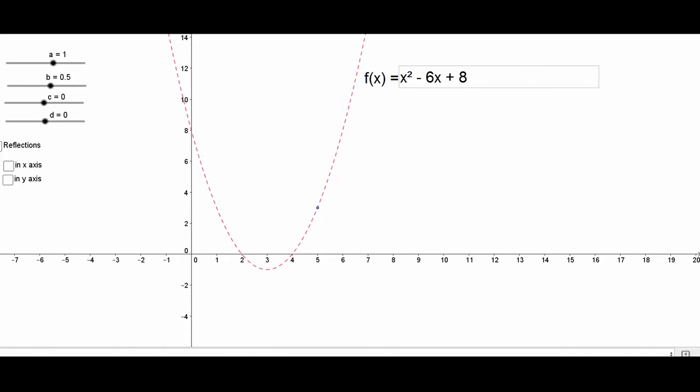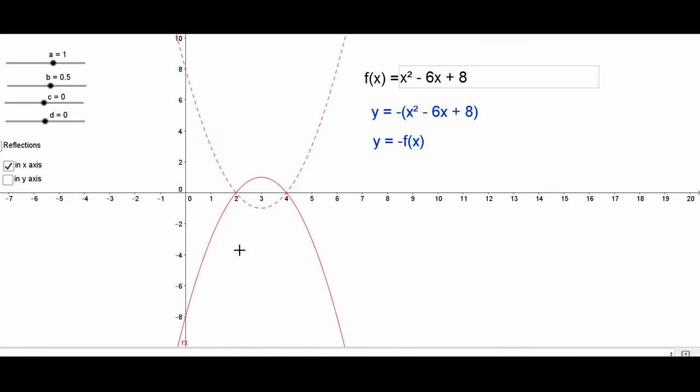First of all, a reflection in the x-axis. Notice every point on the original graph has an associated point on the reflected graph, which is the same distance but on the other side of the x-axis. So the same distance from the x-axis but on the other side. We can see that the minimum point here is a maximum point on the reflected graph, and the points on the x-axis themselves stay the same.